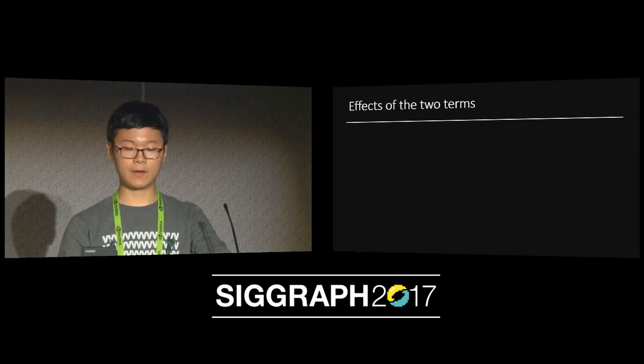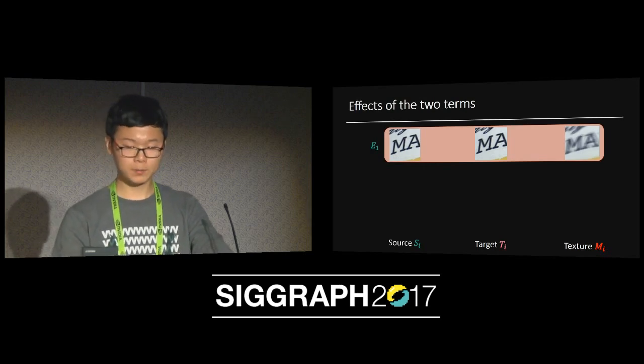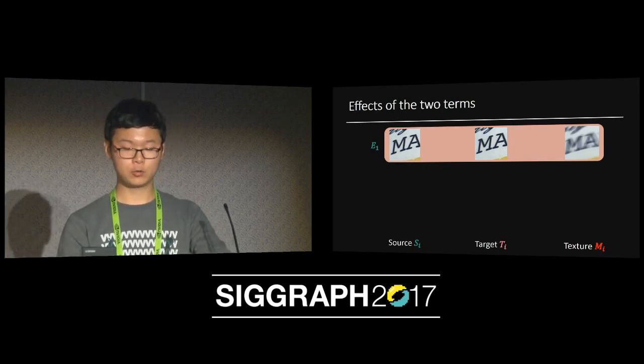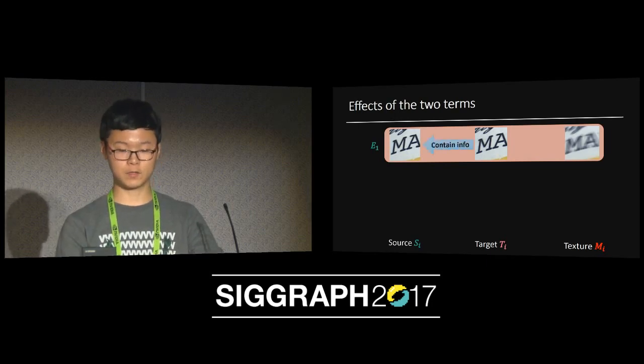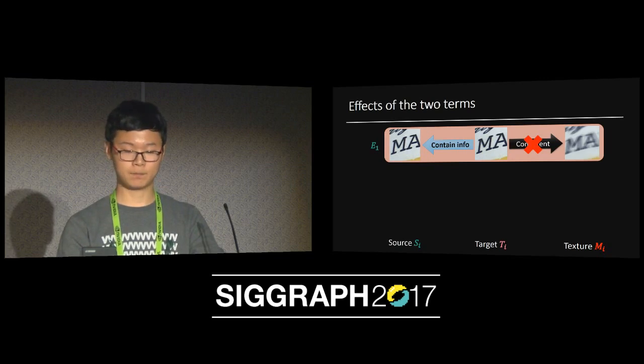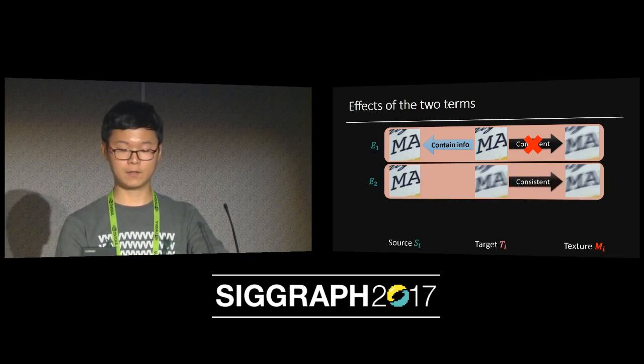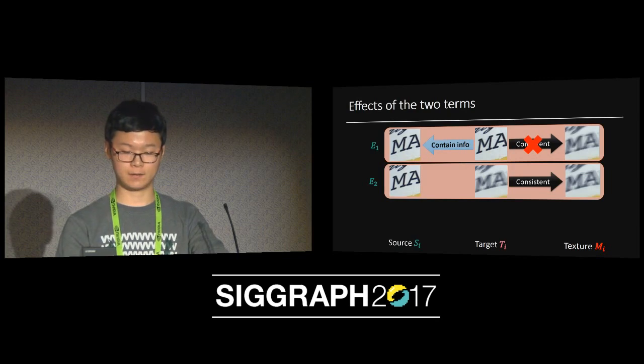We evaluate the effect of enforcing our main properties with the two terms. Only optimizing the first term ensures that the target image contains most of the information from the source image. However, since the consistency is not enforced, the final texture is not consistent with the target image. On the other hand, by only optimizing the second term, the consistency is enforced, and thus the target image and the final texture are photometrically consistent.